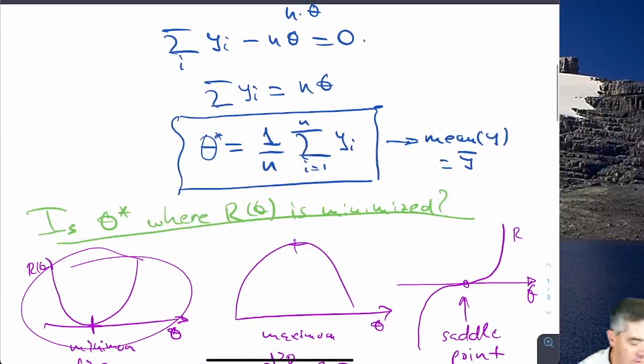So we did find that indeed the mean is not only this value, it actually is, now we can call it, theta hat, the value where the mean squared error is minimized for the constant model. If your loss function is the squared loss, then the optimum value is the mean of the data.